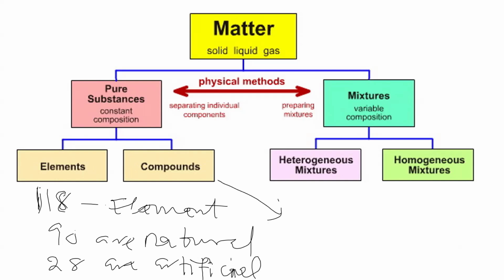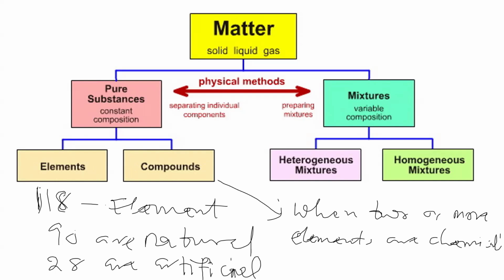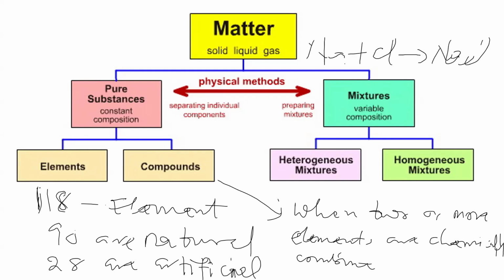So what is a compound? A compound is when you have two or more elements that are chemically combined. When you have two elements that are chemically combined, it is what you call a compound. For example, sodium reacts with chlorine to give sodium chloride, and hydrogen plus oxygen gives water.